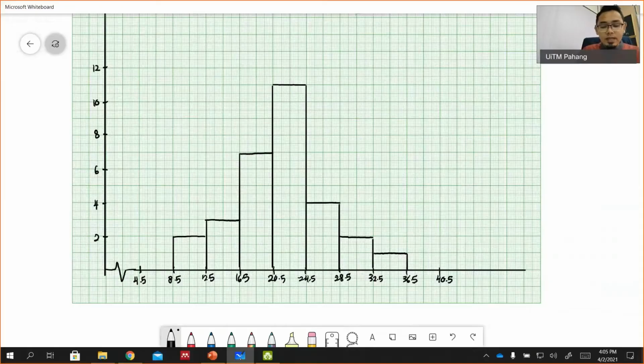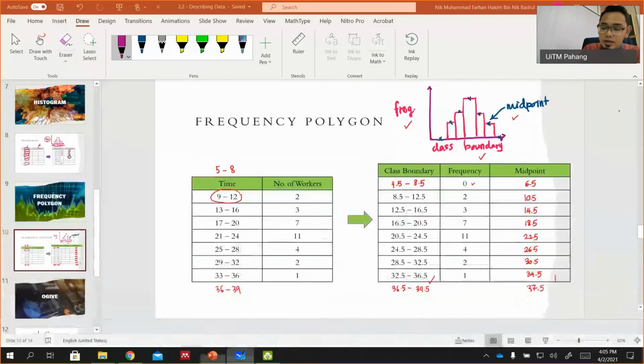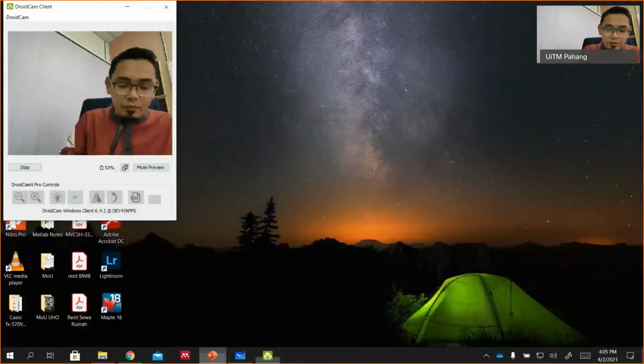But what is the difference between the frequency polygon and the histogram? You need to plot the midpoint. We know that the midpoint is the middle point between the upper boundary and lower boundary. So of course, the midpoint is this one. Why do we have to draw this? Okay, why do we have to write this extra class here? Because we have the midpoint for the first one here.